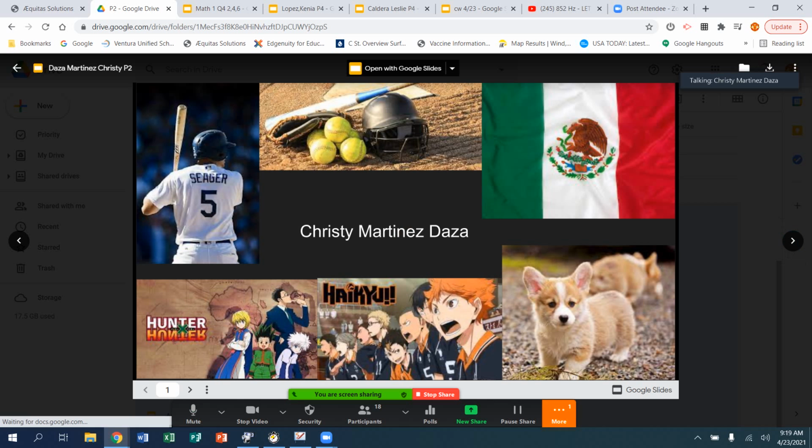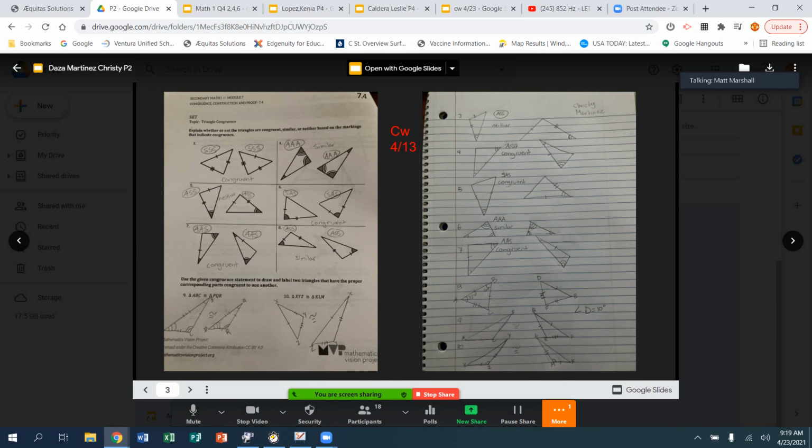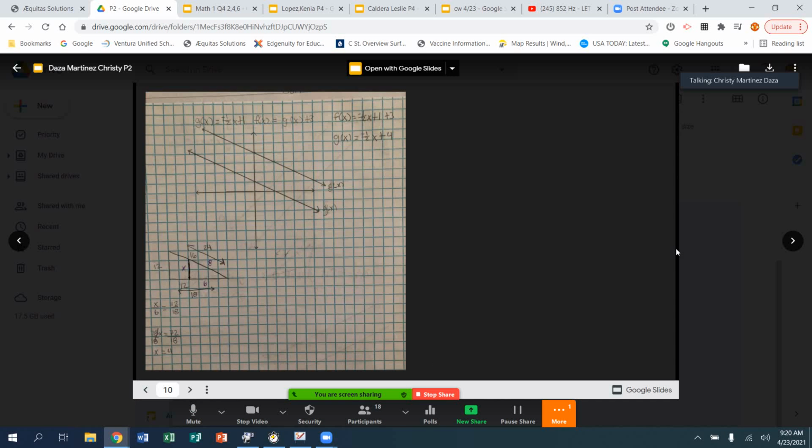All right, lady. Good job. Did you put a picture of your work on there? I like it. Can you talk about what you did right here, lady? Yeah, for the first one, I took the g of x and put it, g of x equals negative 1 over 2x plus 3, and then I solved it.